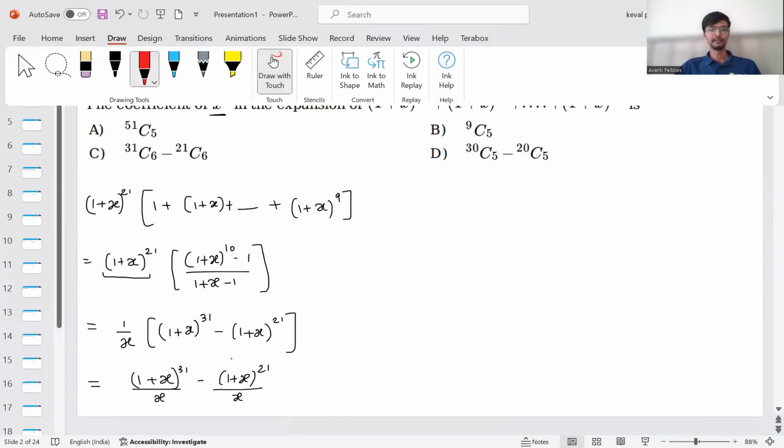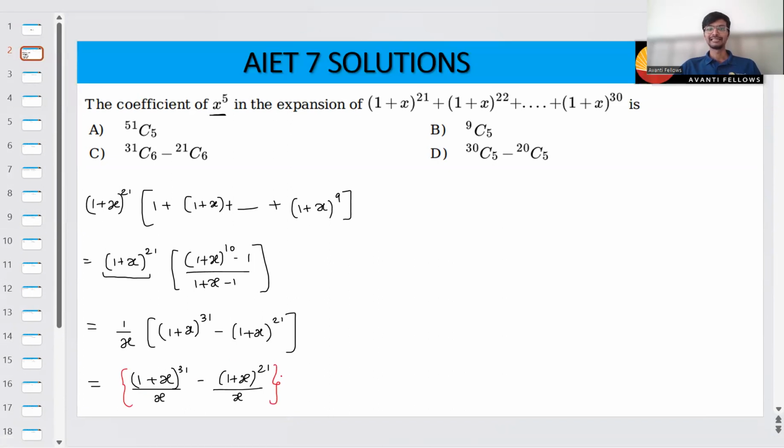So let me make it clear. To get x raised to the power 5 from this whole expansion, that means we need to get x raised to the power 4 in (1 plus x) to the power 31. Sorry, x raised to the power 6. Right? Because it is getting divided by x. So automatically it will reduce 1 in power. Minus (1 plus x) raised to the power 21.